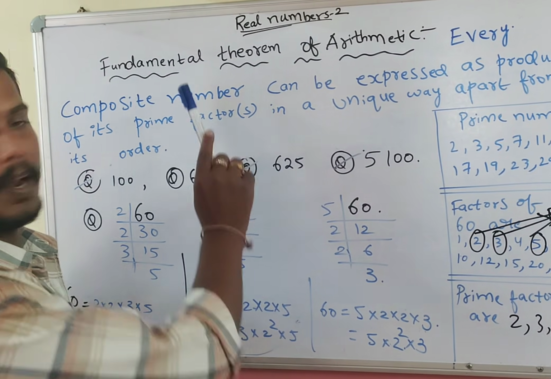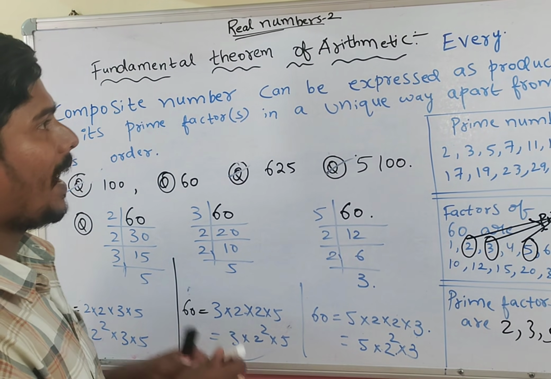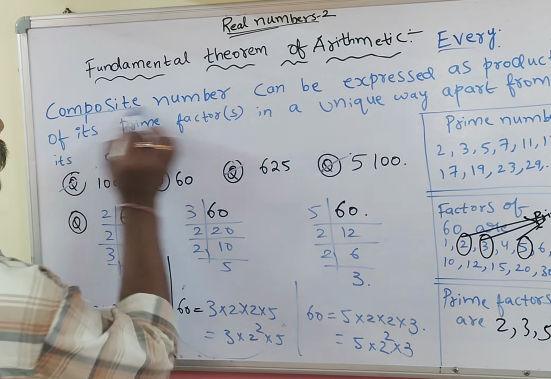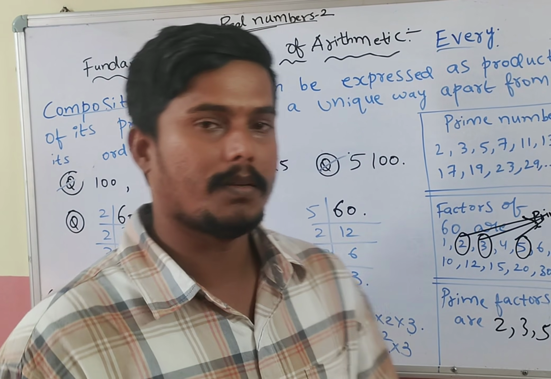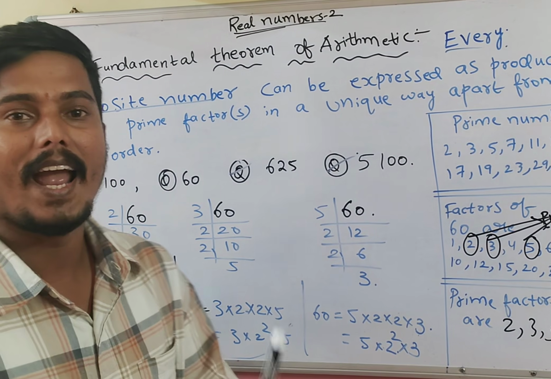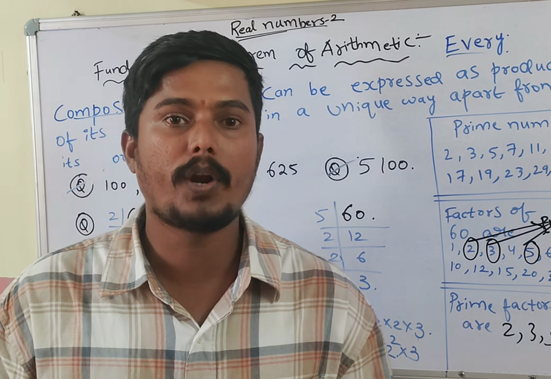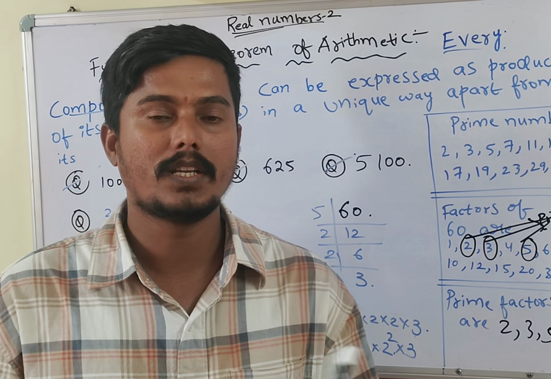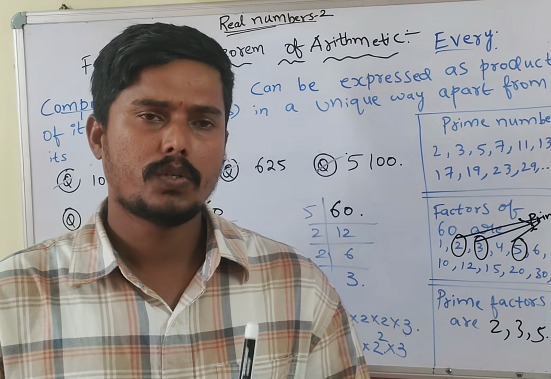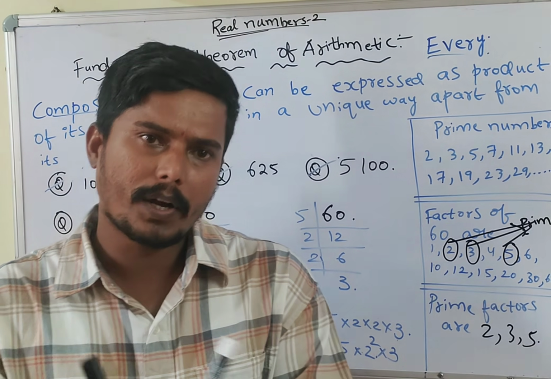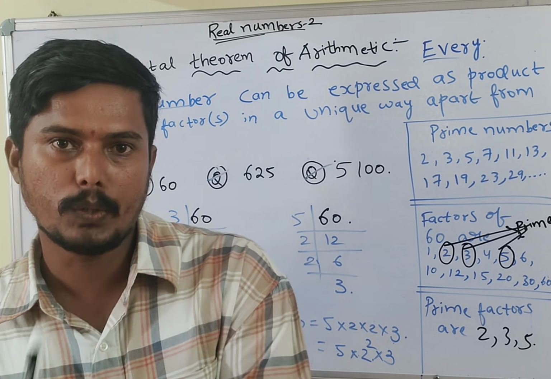So the fundamental theorem of arithmetic talks about every composite number. What do we say about every composite number? It's very simple. It tells us that every composite number can be expressed as a product of its prime factors in a unique way, apart from its order. So what do we mean by a product of its prime factors in a unique way? I'm going to explain that now.